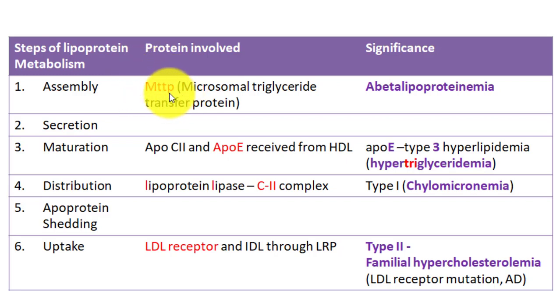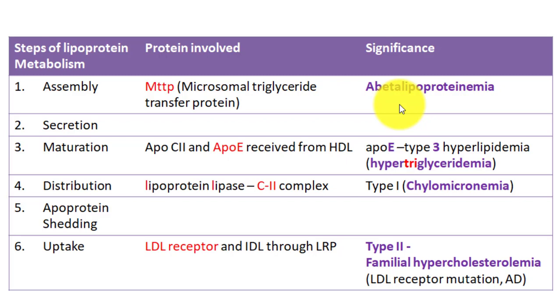This is a very important protein, and the same protein is involved in formation of chylomicron in the enterocyte. This same protein functions as the assembler. The same MTTP protein will load the triglyceride in the hepatocyte also. So if there is deficiency or mutation in MTTP protein, this will lead to abetalipoproteinemia. This is a very important disorder in lipoprotein metabolism.